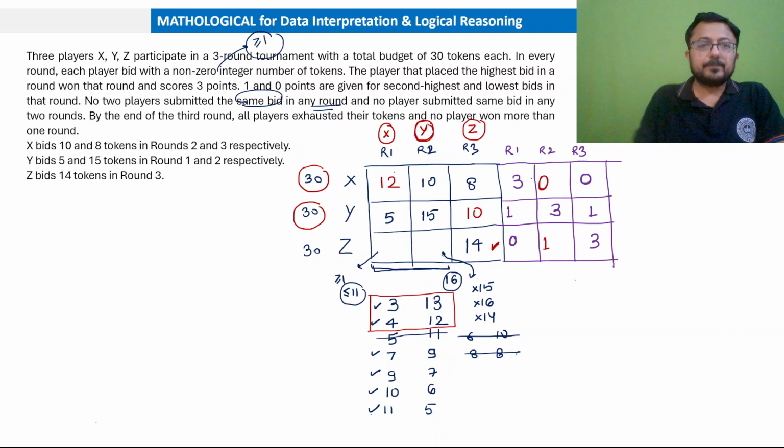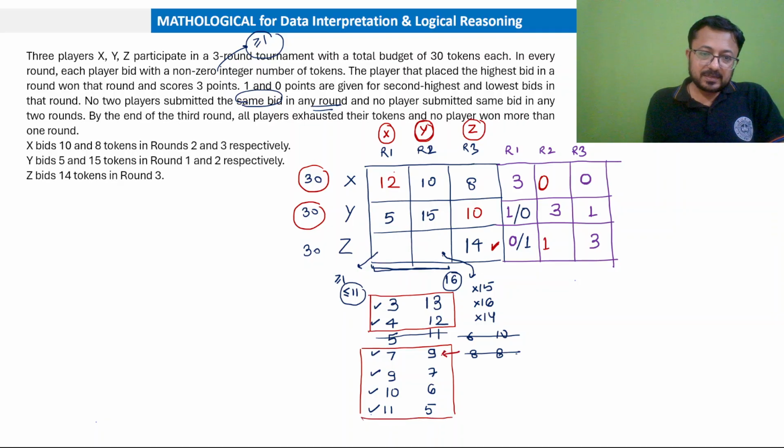The second scenario could be that y might be getting 0 points in round 1 and z is getting 1 point in round 1. If that is the scenario, that implies that tokens bid by z should be greater than 5, which is in the next 4 cases. So tokens bid by z are 7, 9, 10 and 11, and at the same time tokens bid by z in the second round are 9, 7, 6 or 5, which is less than 10, the tokens bid by x. And definitely in that scenario, points earned by x in the second round will be equal to 1 and those by z will be equal to 0.